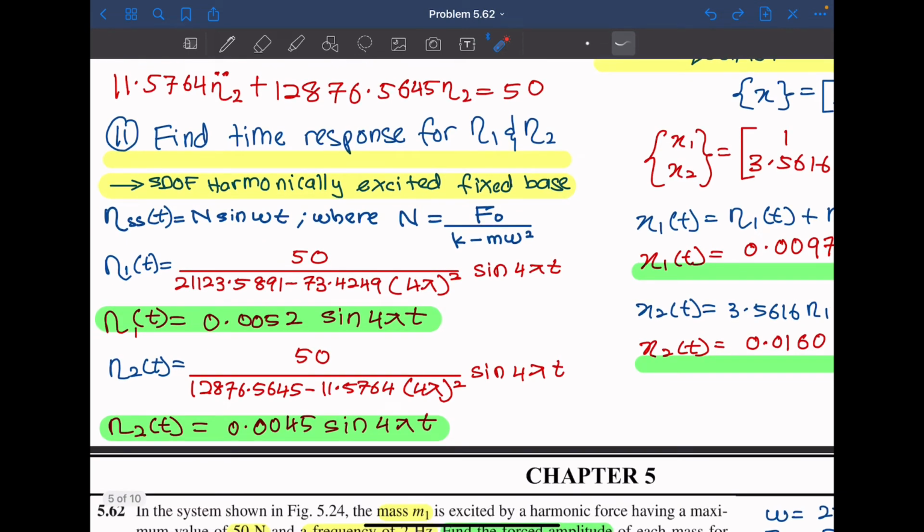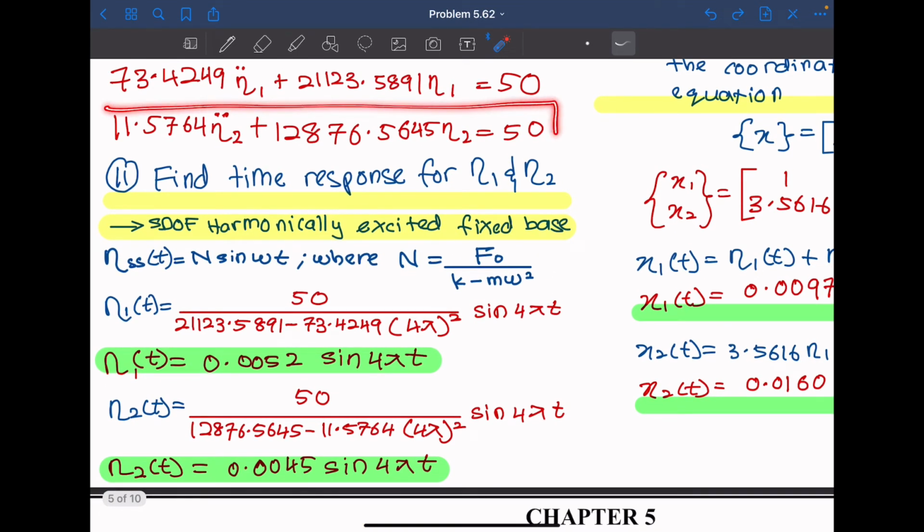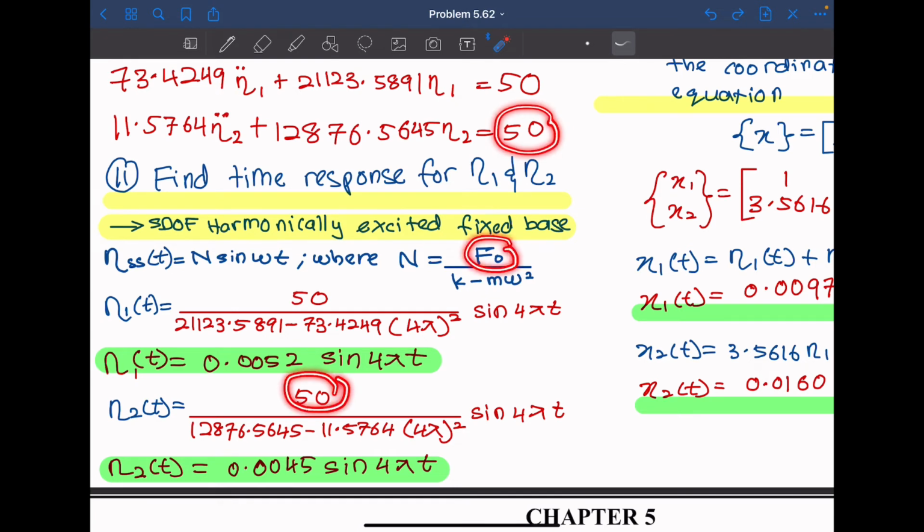Next, for your eta 2 response, it's the same thing. For eta 2, focus on the second equation, which is the equation for eta 2 coordinates. Force divided by k, minus m multiplied with omega square, and then sine omega t. Calculate that, and you get 0.045 sine 4 pi t. So you've already got the responses for eta 1 and also eta 2.